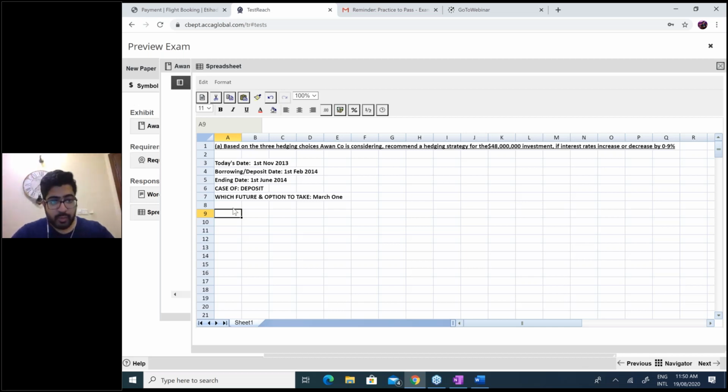Okay, before starting any interest rate question, note these 5 things. Today's date: 1st November. When you plan to borrow or deposit: you will receive 48 million on 1st Feb and then deposit on 1st Feb. Till when? Until required on 1st June. Case of deposit or borrowing: deposit. And which future and option to take? You need to deposit on 1st Feb, so take March. Any questions on these 5 things? Then I will move forward.